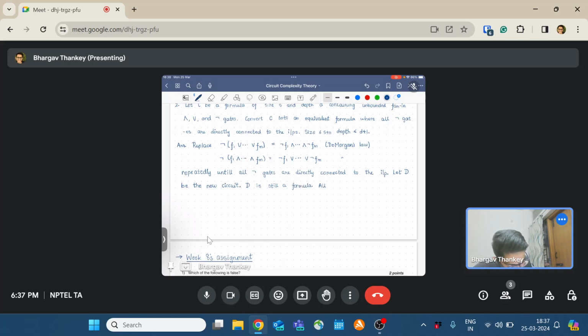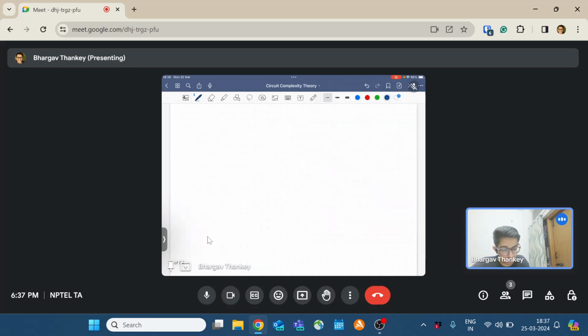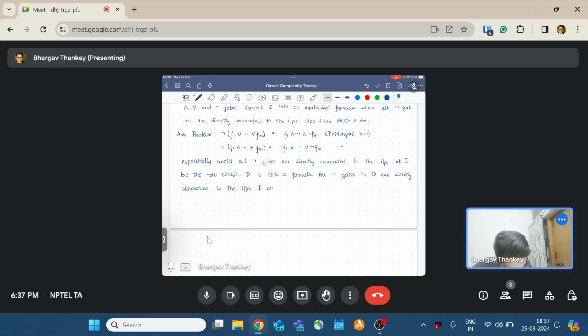All NOT gates are directly connected to the inputs, and D computes the same function. So D is an equivalent formula which computes the same function, and all the NOT gates are at the bottom, right? So now we need to look at the size and the depth of D.